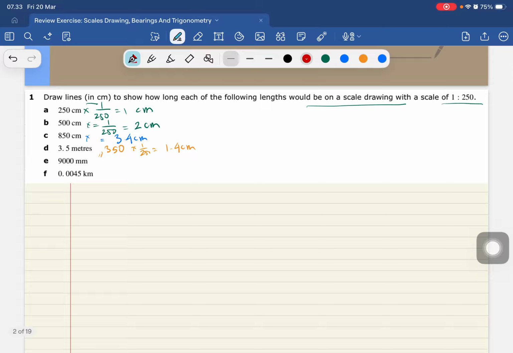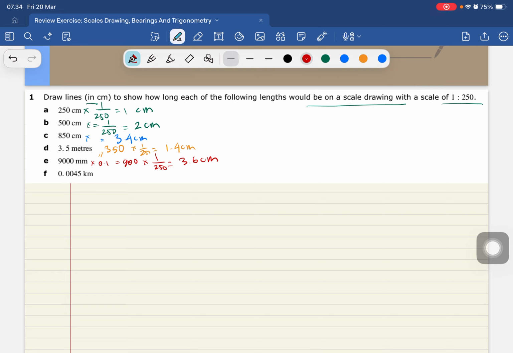Now it is millimeter. So as millimeter 9,000, we'll change it to centimeter. So here you can just multiply it with 0.1. So it's going to be 900. So we multiply 1 over 250. So we got 3.6 centimeter.